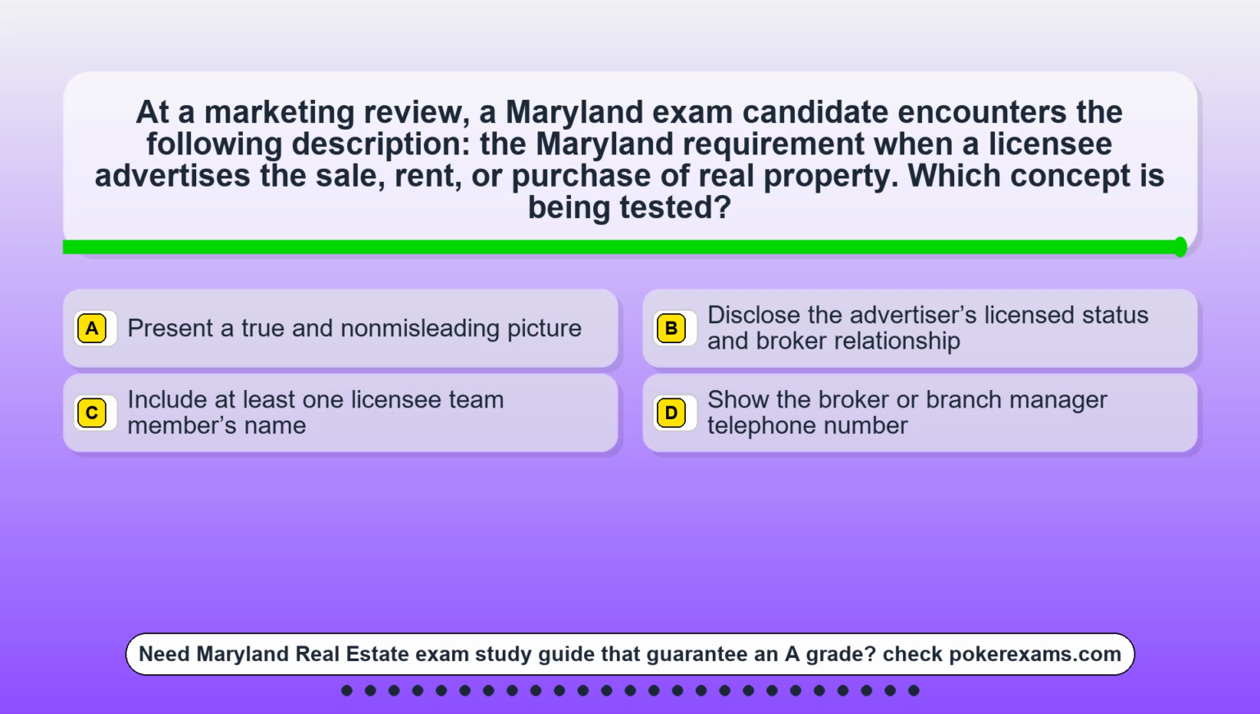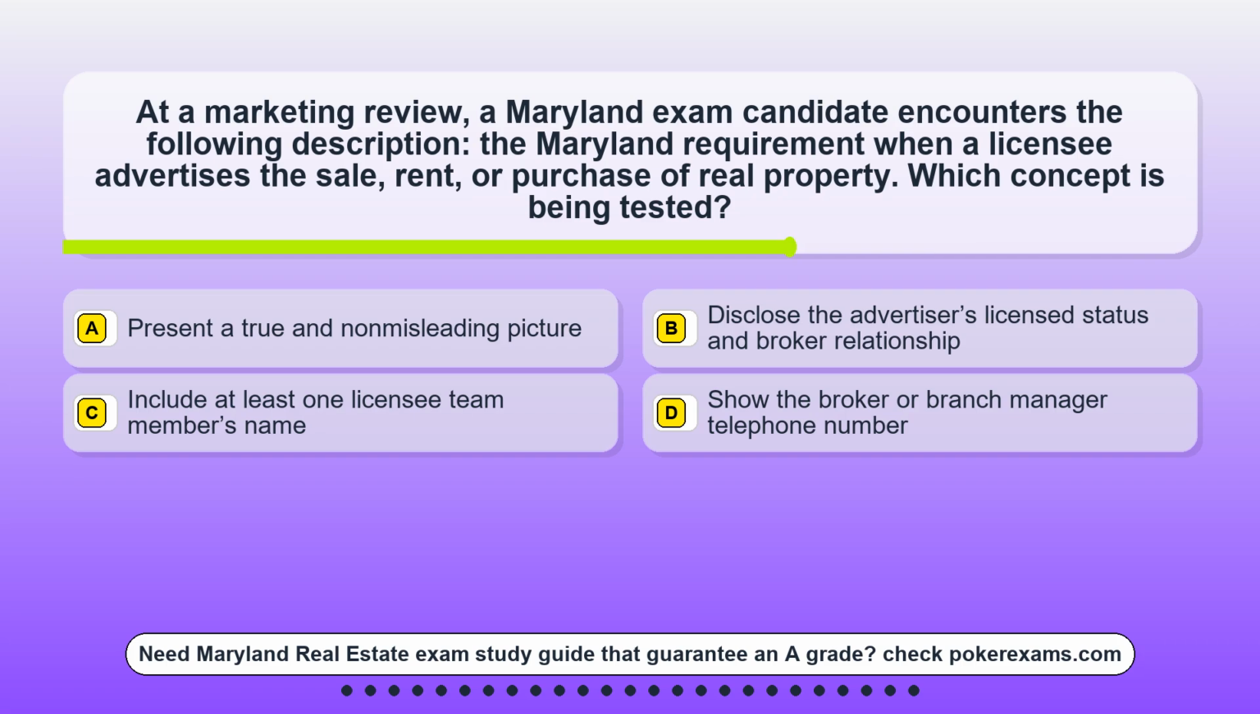Question 1. At a marketing review, a Maryland exam candidate encounters the following description: the Maryland requirement when a licensee advertises the sale, rent, or purchase of real property. Which concept is being tested? Option A, present a true and non-misleading picture. Option B, disclose the advertiser's license status and broker relationship. Option C, include at least one licensee team member's name. Option D, show the broker or branch manager telephone number.